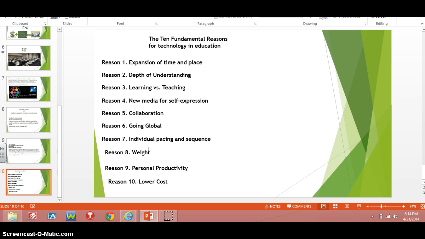The 10 fundamental reasons for technology in education. Let's go over them. Reason 1, expansion of time and place. In a typical school, a student has access to a teacher maybe 40 minutes to an hour and a half. That means they have access to that teacher probably about 10% of the day. And even that is shared with a large number of classmates. And they have access to the internet 100% of the time.